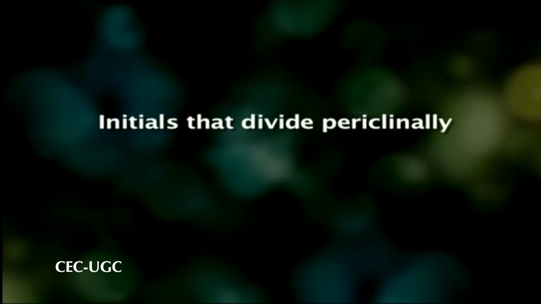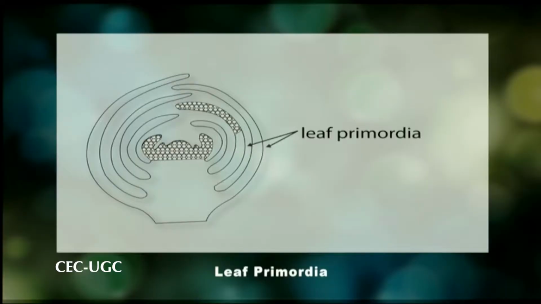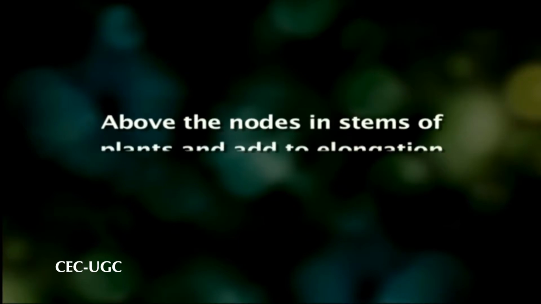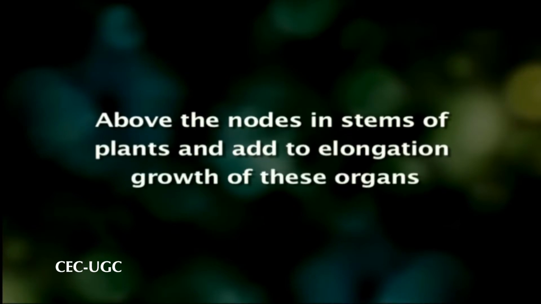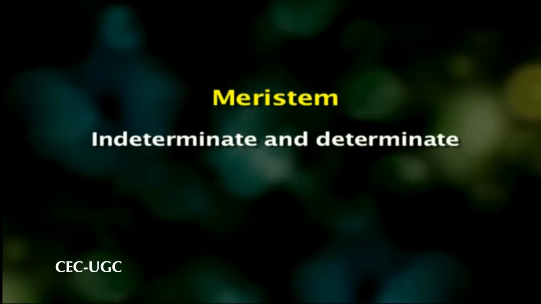Lateral meristems are composed of initials that divide periclinally. And lastly, we have intercalary meristem. Intercalary meristem typically occurs intercalated between mature regions as at the bases of grass leaves. However, in a broader sense, they can be considered to occur at the bases of leaf primordia and above the nodes in stems of nearly all plants and add to the elongation growth of these organs. In addition to these three types, meristems are also classified as indeterminate and determinate.